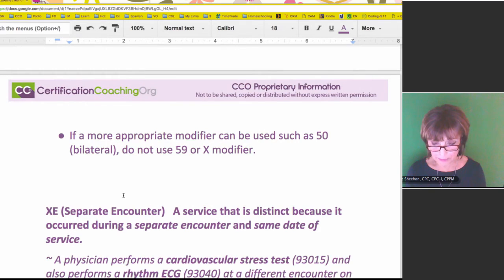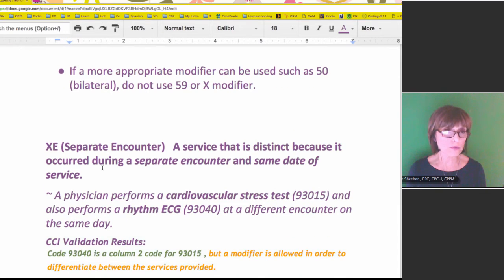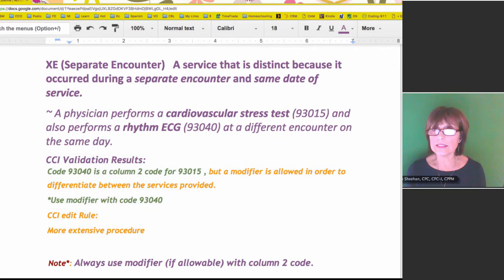And if a more appropriate modifier can be used as opposed to a 59 or the X modifiers, by all means use it. So in other words, if a modifier 50 is more appropriate, you would use that as a bilateral instead of listing the procedure twice with a modifier 59 or X on the second procedure. XE, the separate encounter, is exactly that. It's distinct because it occurred during a separate encounter on the same date of service.